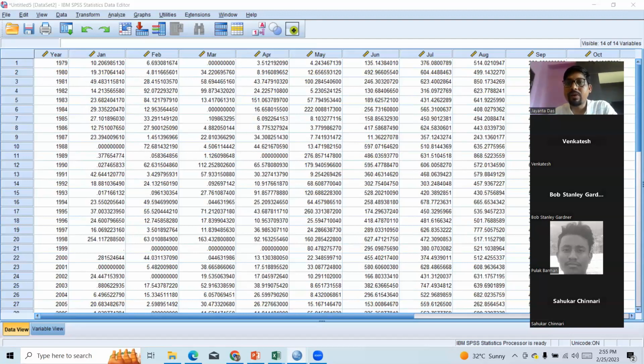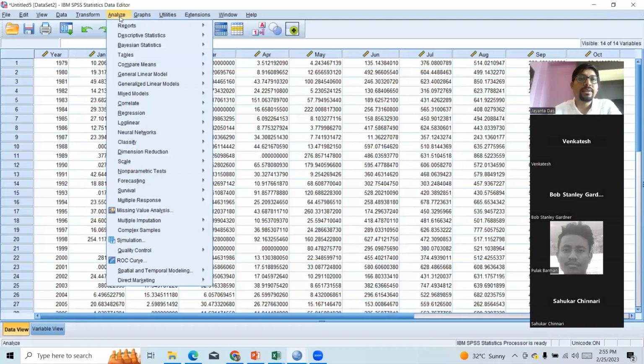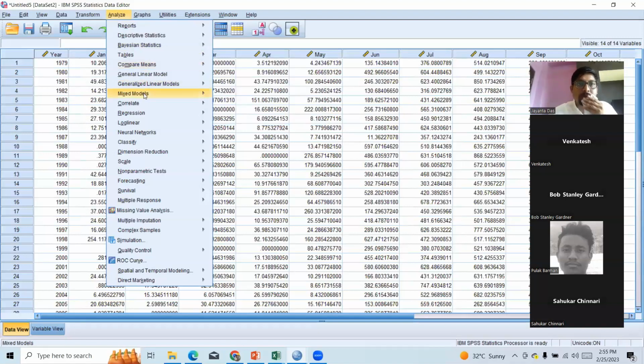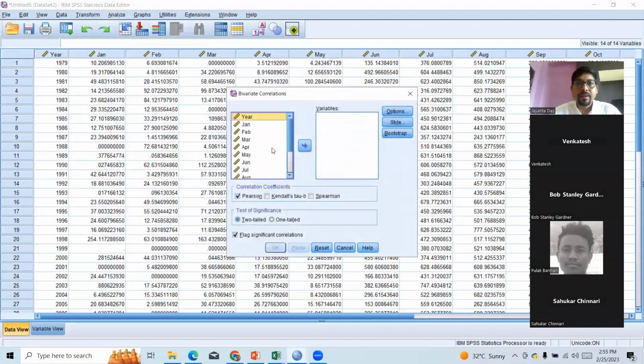This is one package called ArcGIS. Okay, so now go to analysis. Then here we have to calculate correlate, then bivariate, then select. We have to select from year because our X means year, Y means January, February, and annual.